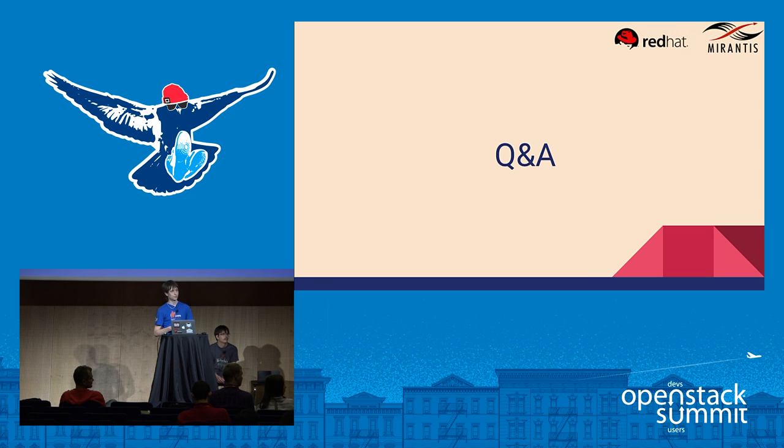On the Ironic integration, are you going through Nova to do it, or are you going directly to Ironic? Okay, the question is, are we calling Nova to boot the bare metal service, or are we going to Ironic directly? Right now, we are going to Nova. Actually, we're building a Heat template for provisioning all our resources, and the Heat resource name is still OS::Nova::Server, which is backed by the Ironic server in a proper availability zone and flavor.